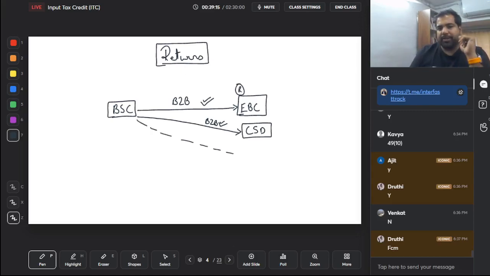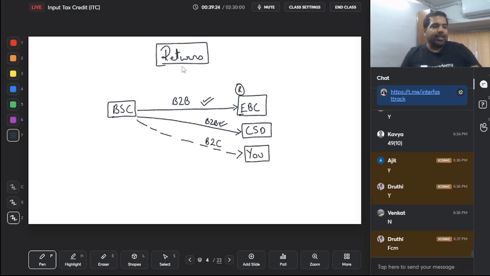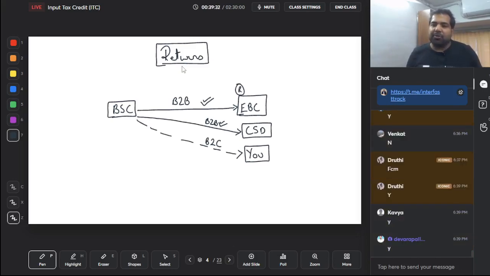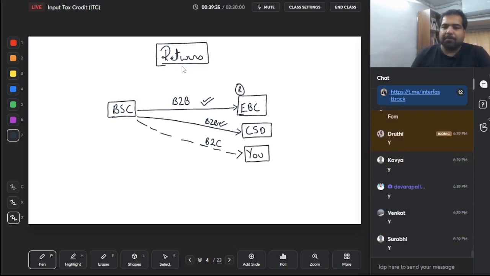Besides, it has also made supplies of batteries to a lot of customers like you, students. And this supply is called B2C supply. Guys, please tell me, do you know what is the difference between B2B and B2C supply? B2B is made to registered persons, B2C is made to unregistered persons. Perfect.